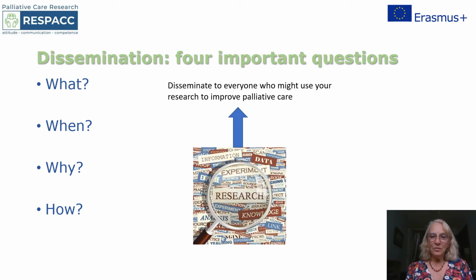Now, dissemination really should be to everyone who might use your research to improve palliative care, and that should be the reason why you're doing it. And I know that there will be other reasons, like increasing your learning or doing it as part of a course like a master's program. But really, research is about improving services and benefiting patients and families.